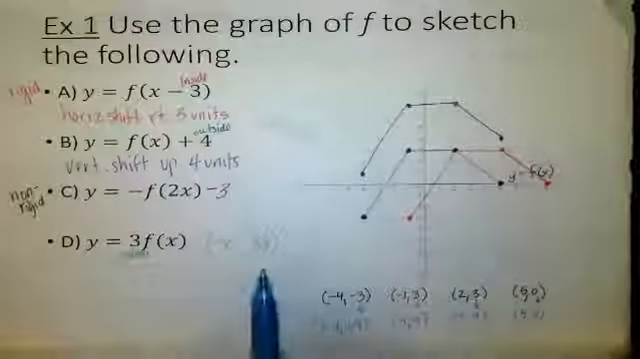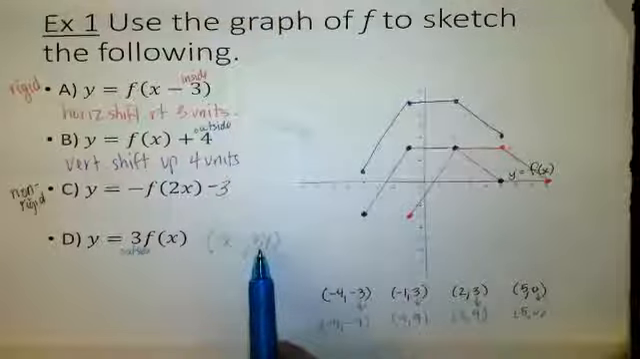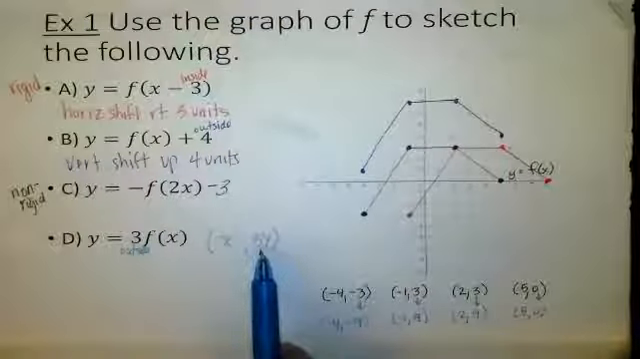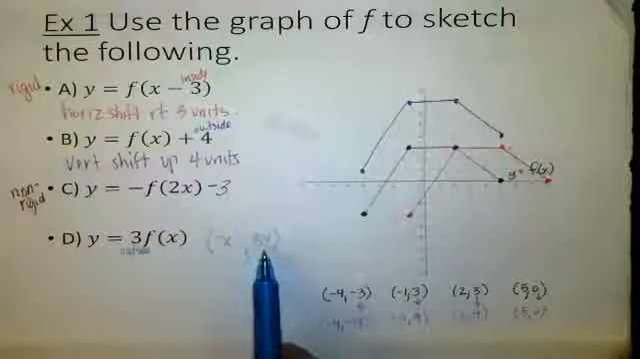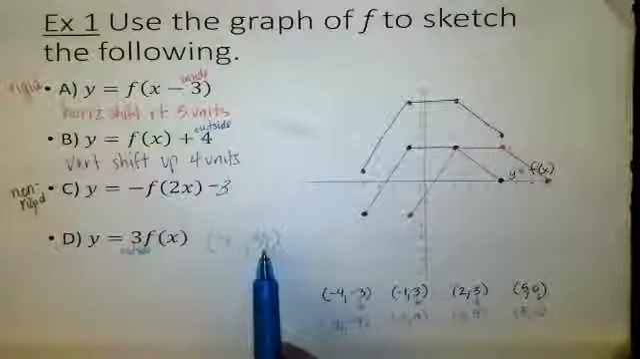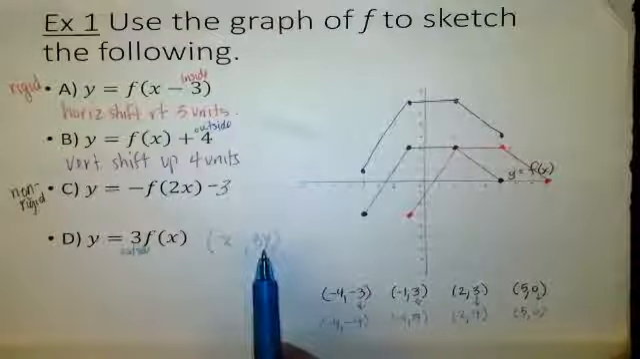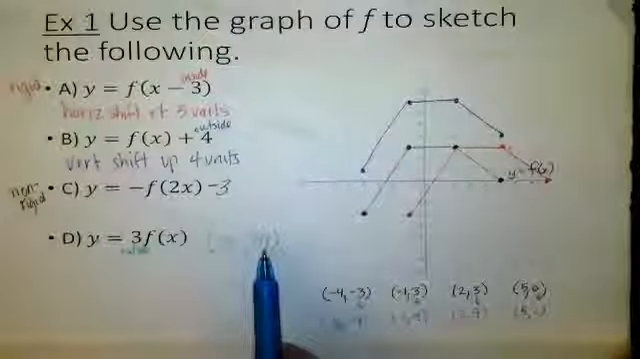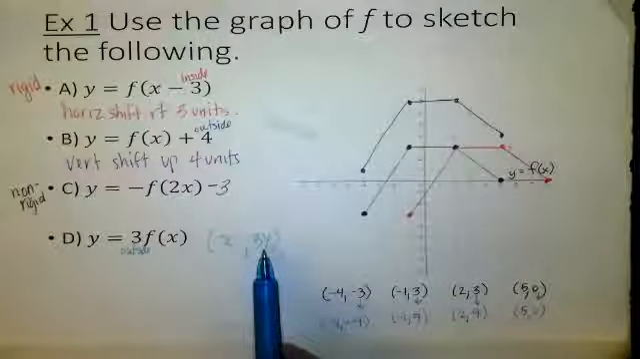So if you're looking at this little shorthand notation that I do, we're affecting the y coordinate. Is that a vertical change or a horizontal change? Vertical. The y-axis is our vertical axis. And what are we doing when we are multiplying by 3? What's happening?